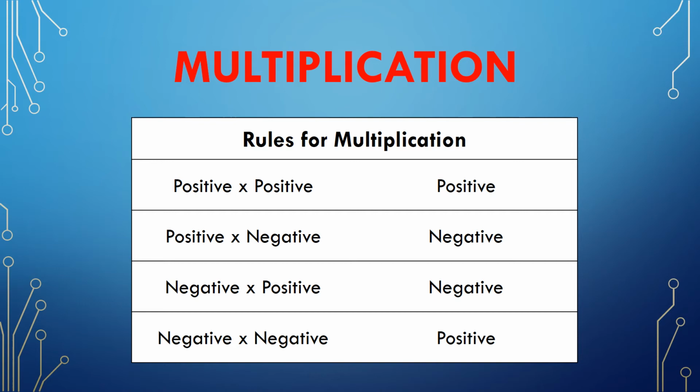So positive times positive, negative times negative, positive result. But when you're working with the two signs and you're multiplying them, your result will automatically be negative, irrespective of the size or the value or the strength of the numbers you're working.